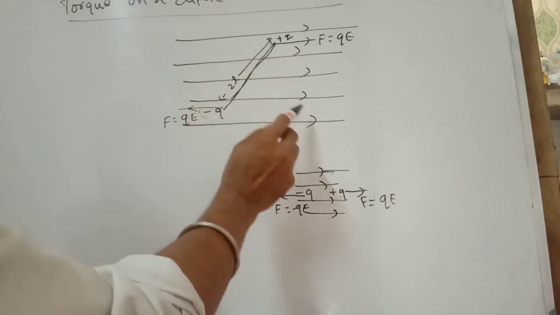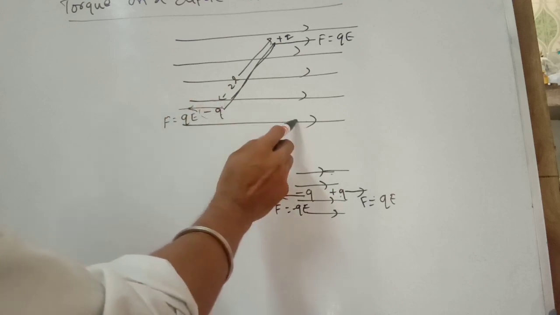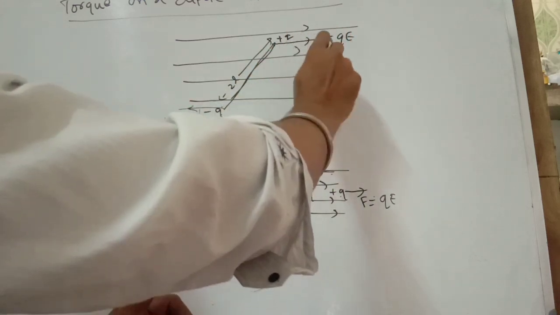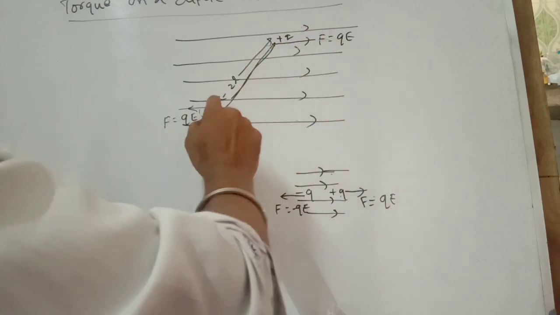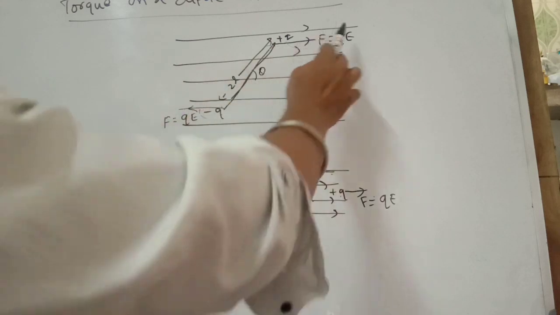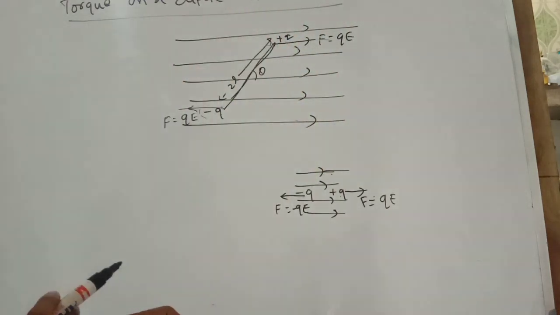So the force experienced by this charge due to the electric field will go in the opposite direction of the electric field, and the other will go along the direction of the electric field. So it will go in this direction and it will go in this direction. Let the angle be theta. So obviously there are two forces in opposite directions. So in a dipole there is a torque produced.